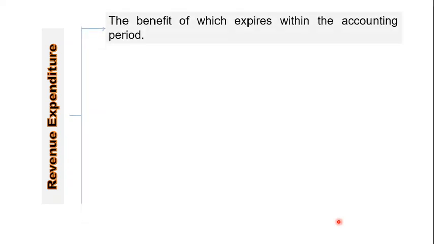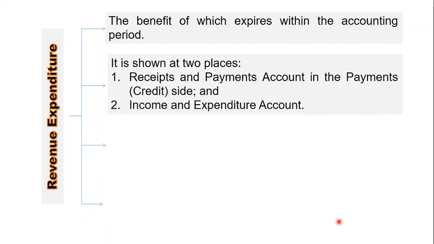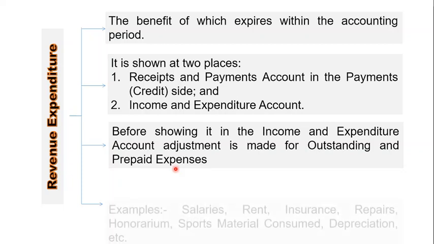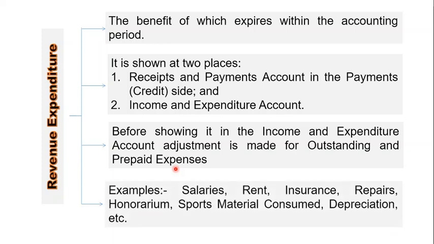Revenue expenditures are the ones where the benefit expires within the accounting period. So if the benefit expires in an accounting period, that is considered a revenue expenditure, the regular expenditure of the organization. Again, it is shown at two places: the receipts and payment account on the payment side, and the income and expenditure account. Before showing it in the income and expenditure account, adjustment is to be made for outstanding and prepaid expenses. As you remember from your previous class, in financial statements outstanding expenses are added and prepaid expenses are deducted. The reason is very clear: it doesn't belong to the current year, and as per the accrual basis, we only take the current year amount. Examples are salaries, rent, insurance, repairs, honorarium, sports material consumed, depreciation, etc.